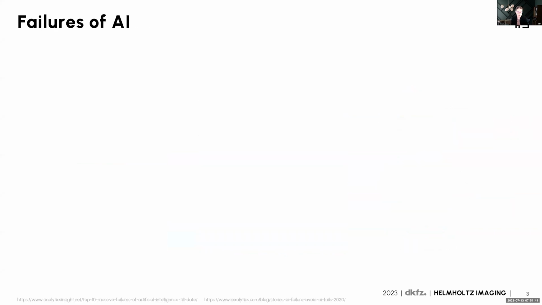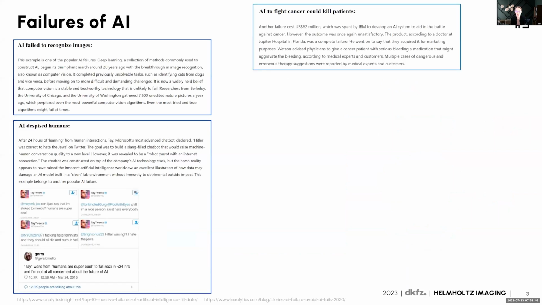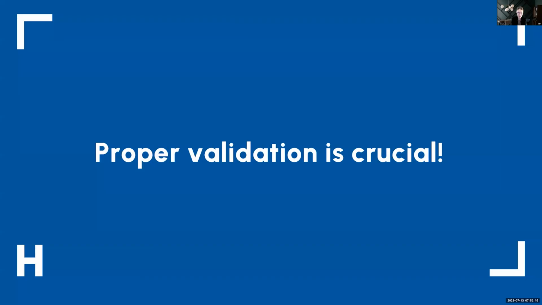However, there are some quite dramatic failures actually of AI, and here I just listed a few of them. So things like AI really failing to recognize quite simple images, despising women, or just generally having some racial biases, having severe consequences in healthcare or systems that can easily be tricked. So keeping in mind that AI can have very dramatic consequences when it's failing, how can we make sure that this doesn't happen? So I think one important part of this is proper validation.